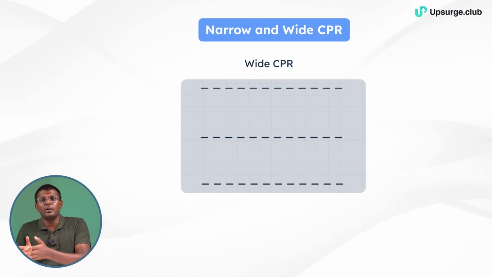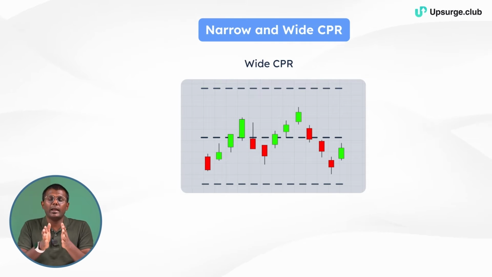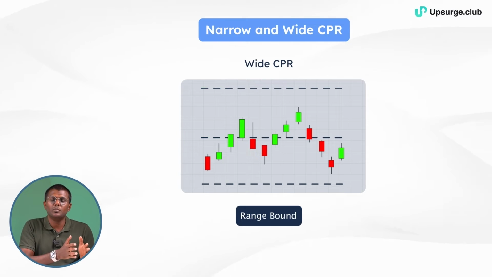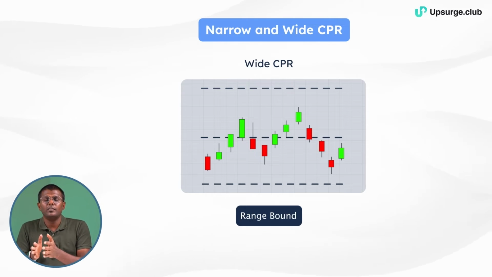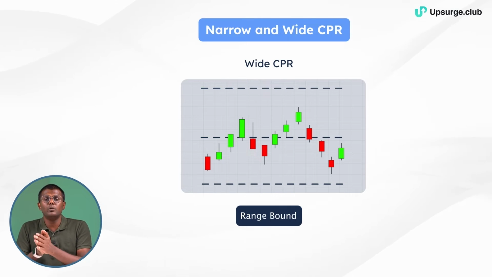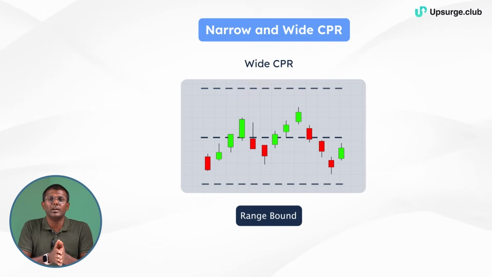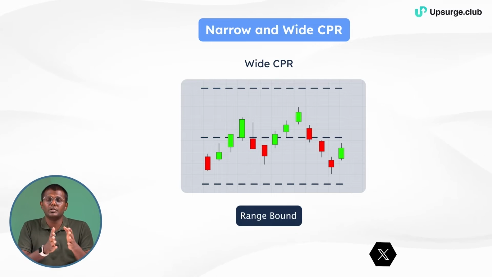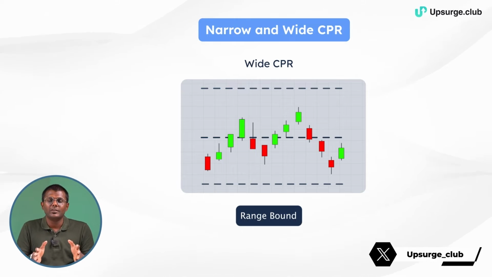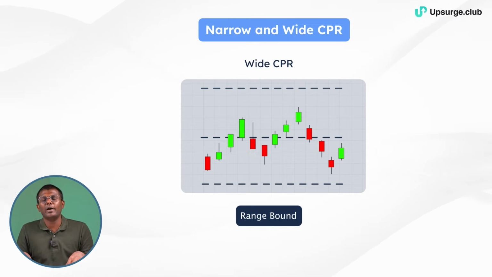On the other hand, on a wide CPR day, you can expect the market to be range bound. Whether the market is above the daily CPR or below the daily CPR, wherever the market is trading, it is expected to be a range bound market. So it is a day for non-directional option sellers. People who are focusing on directional option selling and people who are doing option buying should probably avoid trading on that particular day. So this is type 1, narrow and wide CPR.